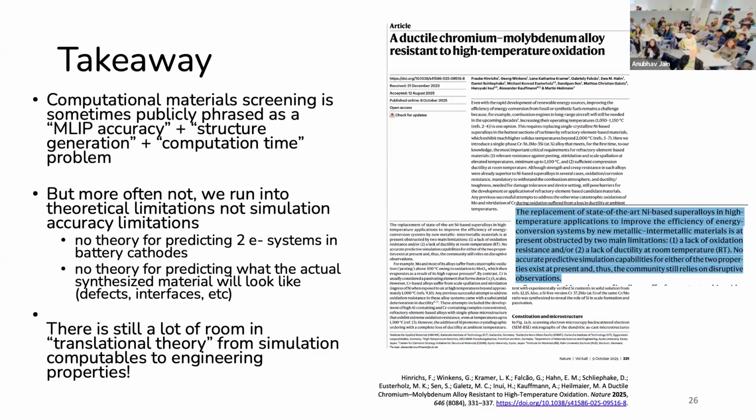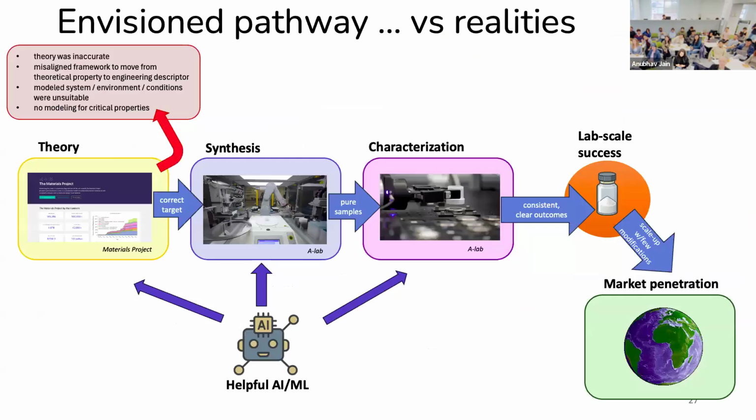So my whole spiel here is that there's a lot of room in translating what I call translational theory, from the simulation computables, things like the total energy and the forces and the band structures and all that stuff, to getting to the engineering properties that we care about. There's still so much work to be done there, and I don't think that should be neglected.